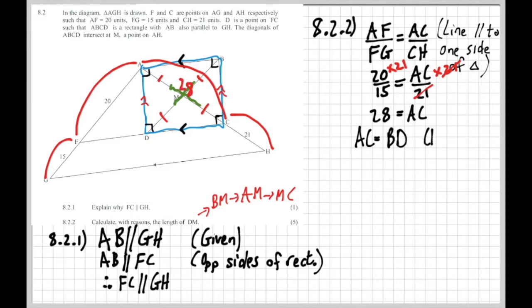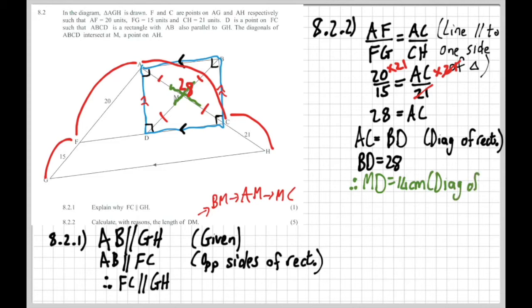Now I know that AC is equal to BD. Again, look at the path I want to go. If I can find BD, then I can find DM. Now AC is the same as BD because they are diagonals of a rectangle. And therefore BD is also 28. And therefore MD is 14 centimeters. And our reason is diagonals of a rectangle. Now, my apologies for using centimeters here. That's not right. That is actually units.